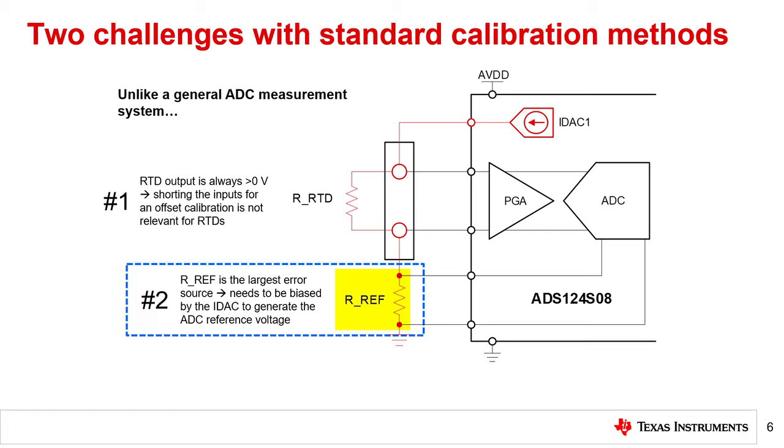Moreover, RREF must be biased by an IDAC to generate the ADC reference voltage. This bias path flows through RRTD, making it impractical to also apply a full-scale signal from a precision source. Ultimately, a better way to calibrate an RTD measurement system is to use precision resistors to mimic the behavior of a real RTD. This enables us to determine the shape of the actual system transfer function strictly within the RTD measurement range, providing more accurate results. The next slide introduces the initial error calibration process for RTD measurement systems.